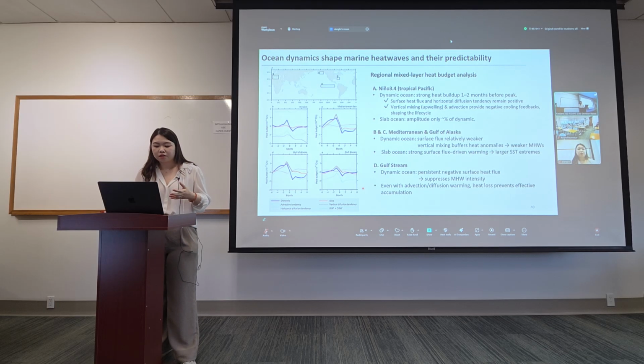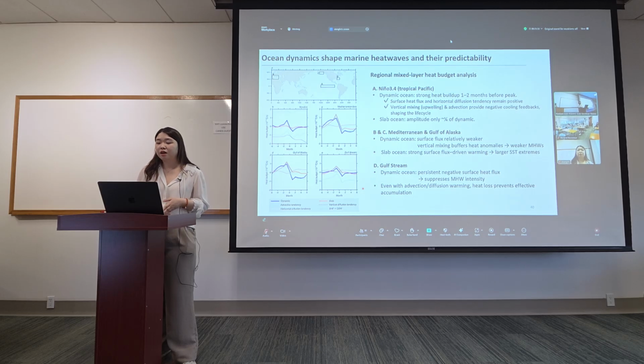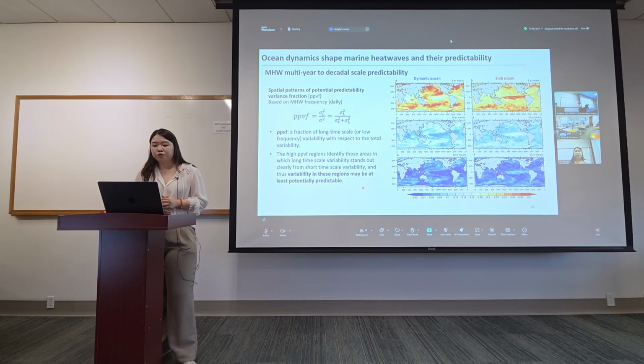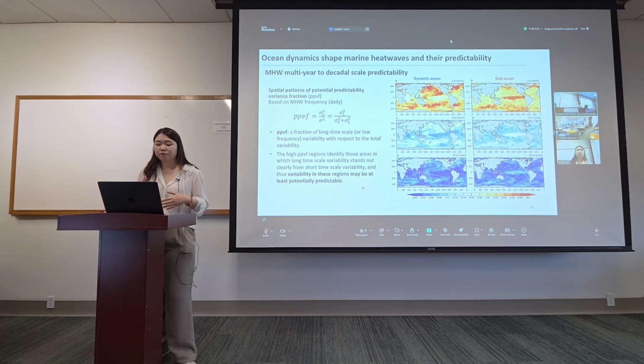All this together, this regional analysis shows that ocean dynamics can either amplify or reduce marine heat waves, depending on the regions and the local processes at play. Next, we move to the predictability part. Our heat budget analysis highlights the importance of ocean dynamics in regulating marine heat wave evolution, and it further motivates us to ask whether this difference between the dynamic and slab ocean also comes out as a long-term predictable signal within the climate system.